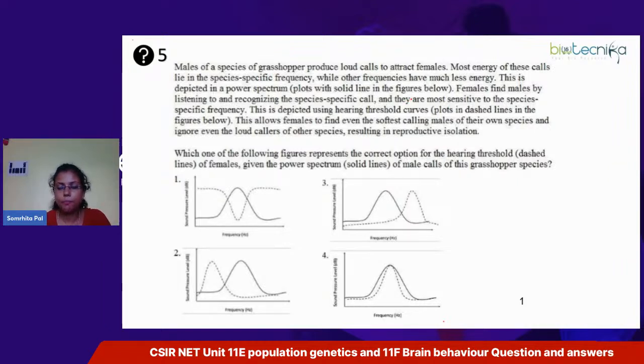Since the females are most sensitive, they are most sensitive at that region, which means the threshold of the sound pressure level should be minimum, right? That is the region in the graph where the male power spectrum is showing the peak. The female's hearing threshold curve should be minimum there because they are sensitive to the species specific frequency. So in that case only graph 1 satisfies this logic. When the male is having the highest frequency, the female threshold is the least.